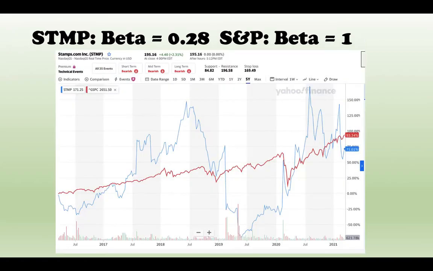This is not true. Look at the 5-year stock performance chart. The blue one is STAMP. The red one is the S&P 500. You can see the volatility in STAMP compared to the stock market. Obviously, the beta cannot tell you the truth about the volatility. STAMP is way more volatile than the stock market. But why does STAMP have such a low beta?